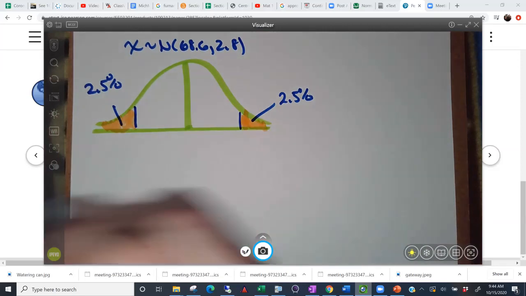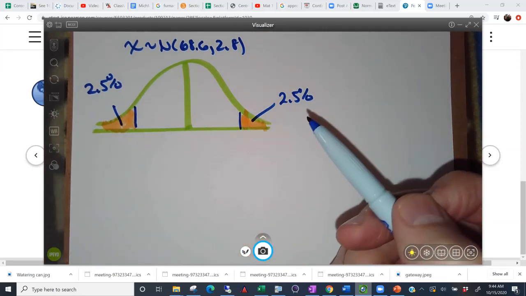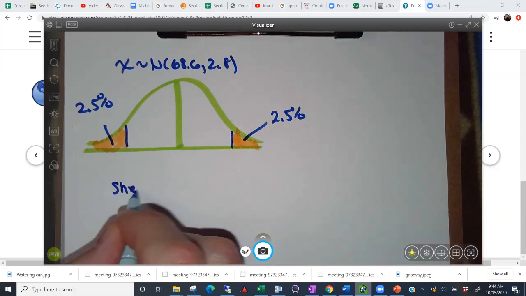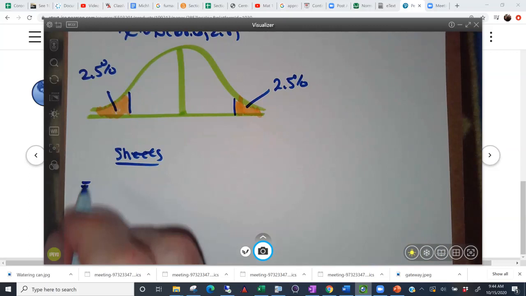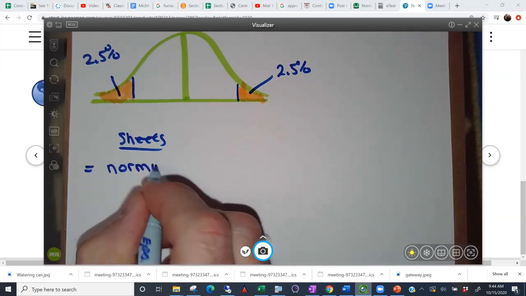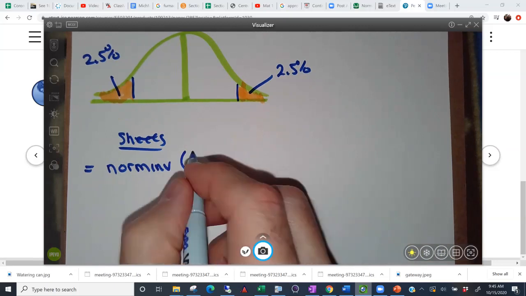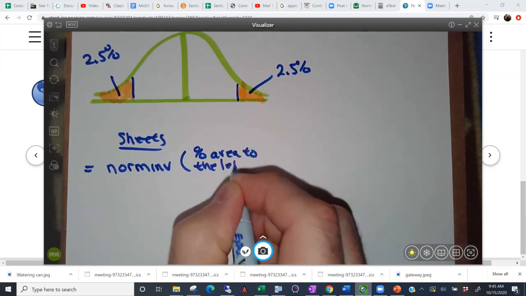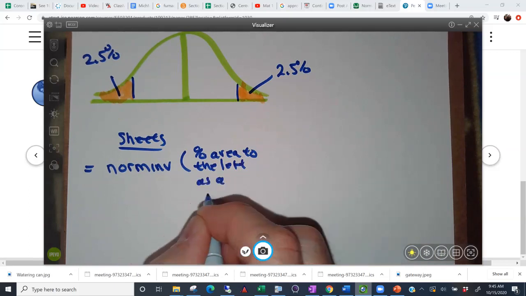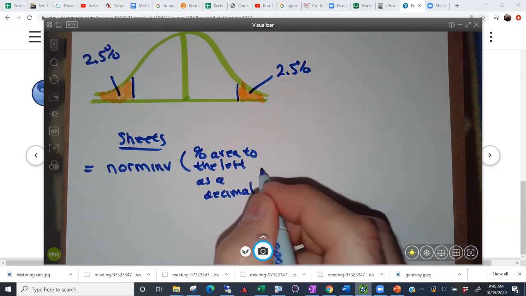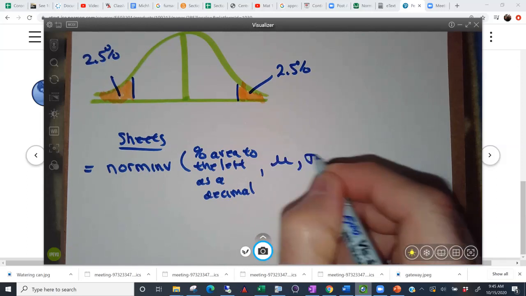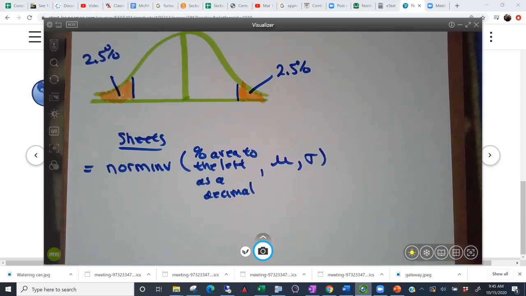Well, we can't use the normal command that we've been using. There are 2 different commands that you can look at on Sheets. The command we need is norm inverse. Then you type in the percent area to the left as a decimal. So if it's 10%, type in 0.10. If it's 30%, type in 0.30, etc. And then the mean, and then the standard deviation. So that's the command you would use there.